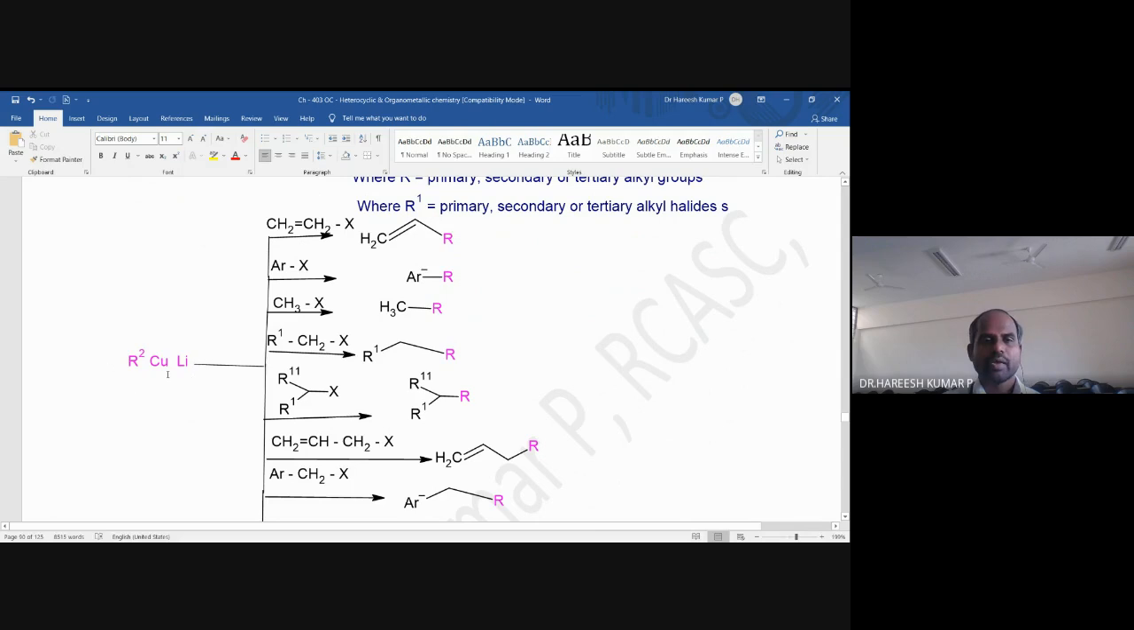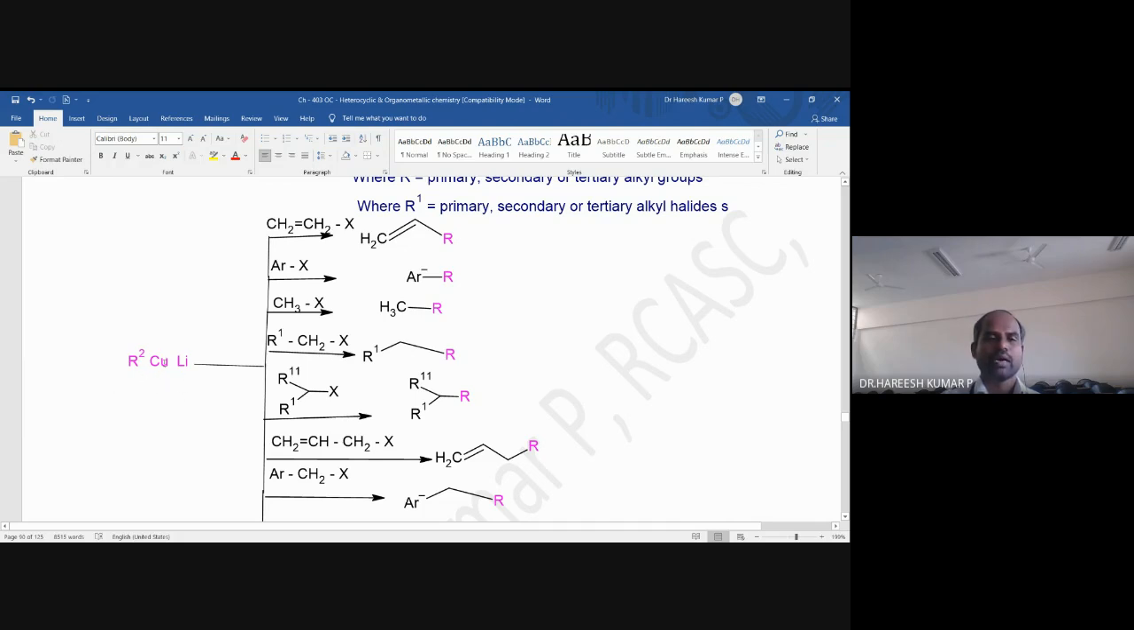Similarly, this lithium dialkyl copper can react with aryl halide. Ar means aryl group, which means benzene-containing compounds. So it is possible to do a nucleophilic substitution on the aromatic system. Normally, aromatic compounds exhibit electrophilic substitution reactions, but in the presence of copper, they also exhibit nucleophilic substitution. That is the specialty of organocopper reagents.